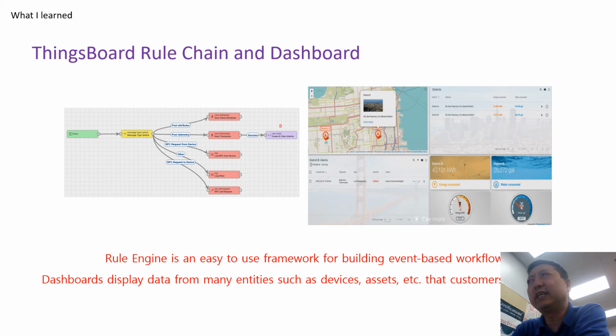We used the ThingsBoard rule chain and dashboard to create the second demonstration. The ThingsBoard rule engine is an easy-to-use framework for building event-based workflows. A dashboard displays data from many entities, such as devices and assets, that a customer wants to see.